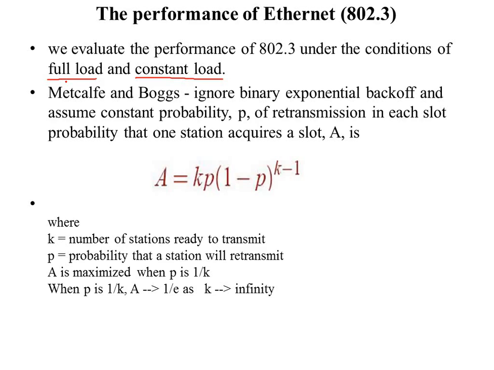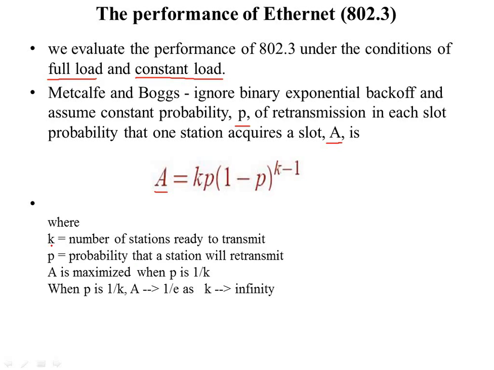So they have considered that the retransmission occurs at a probability P. Then one station acquires a slot. Let us consider that one station will acquire a slot, and that slot A is determined by K into P into (1 minus P) raised to K minus 1.